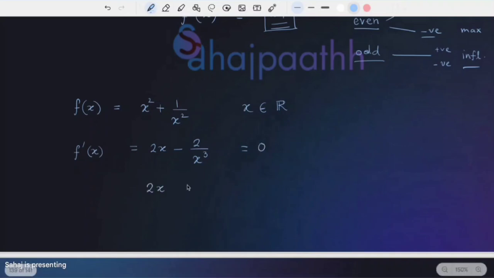So you take 2x out, you get 1 minus 1 by x to the 4. This is 0. So either you get x equals 0, or you get x to the 4 equals 1, or x equals plus minus 1, right? So which of them is it? The first option, x to the 4 equals 1. Right. So let's take a derivative and see.